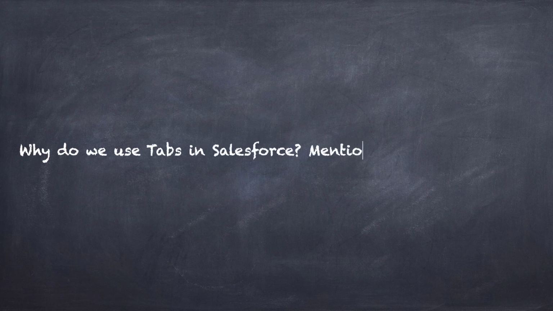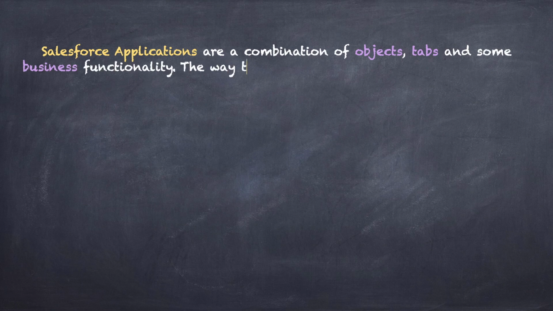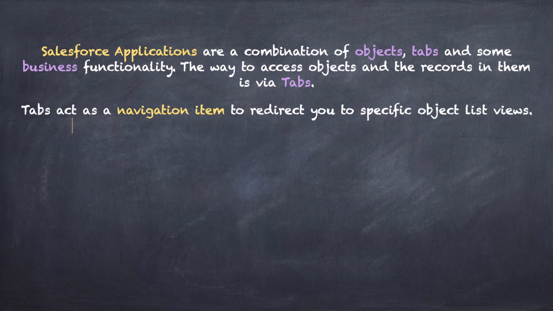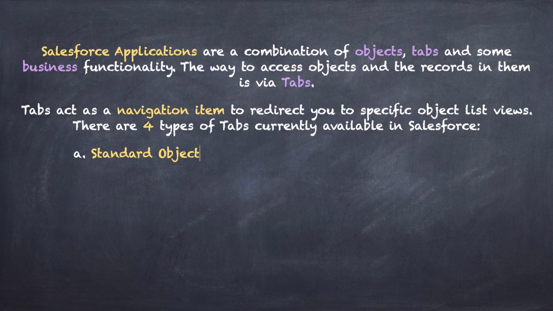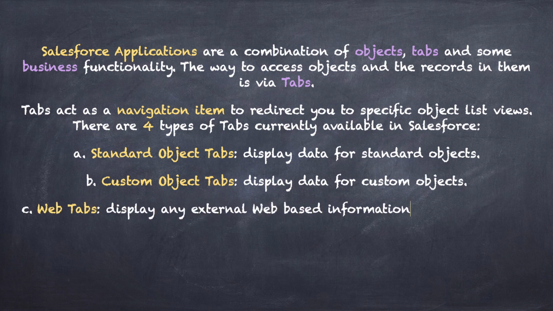So why do we use tabs in Salesforce? Mention some type of tabs. Salesforce applications are a combination of objects, tabs, and some business functionality. The way to access objects and then records in them is via tabs. Now tabs act as a navigation item to redirect you to specific object list views. There are 4 types of tabs currently available: standard object tabs, custom object tabs, web tabs, and Visualforce tabs.